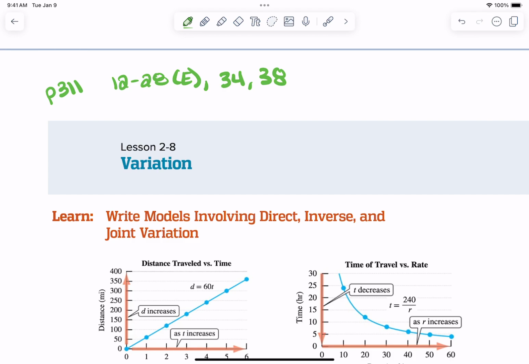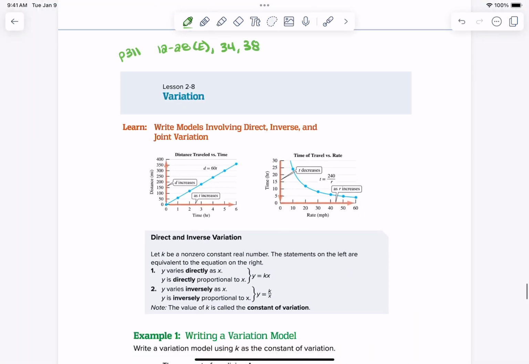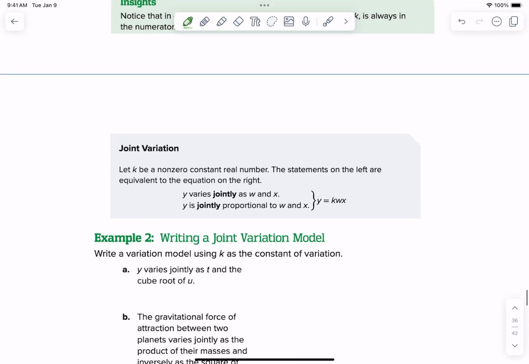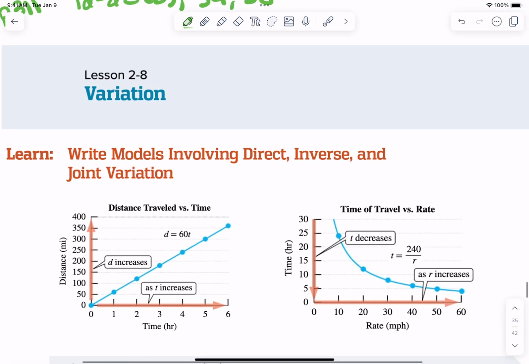All right, Aubrey and Carter, this is variation 2-8. This should be way easier than what we've been doing. There are, I say, 4 types of variation. I don't know if they're going to use all 4, but I say 4 types of variation, okay? So direct variation, inverse variation, joint variation, and then there's combined.